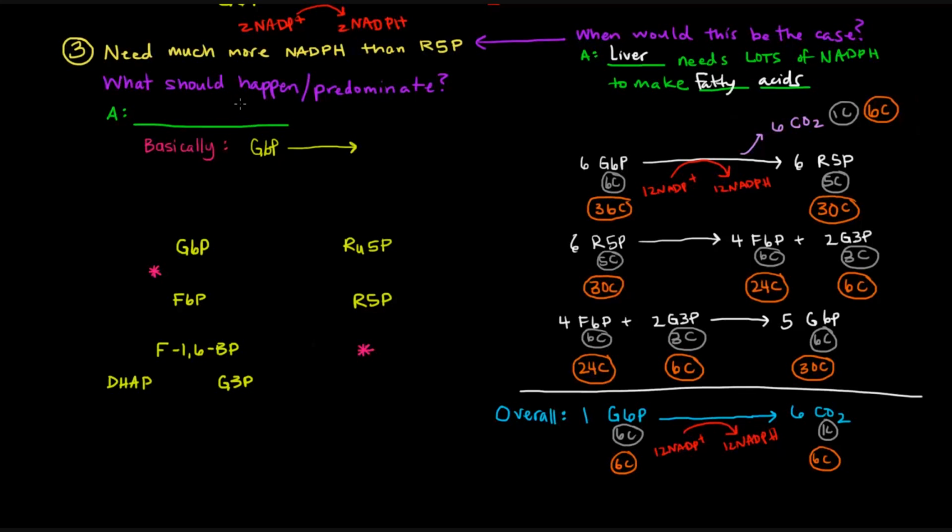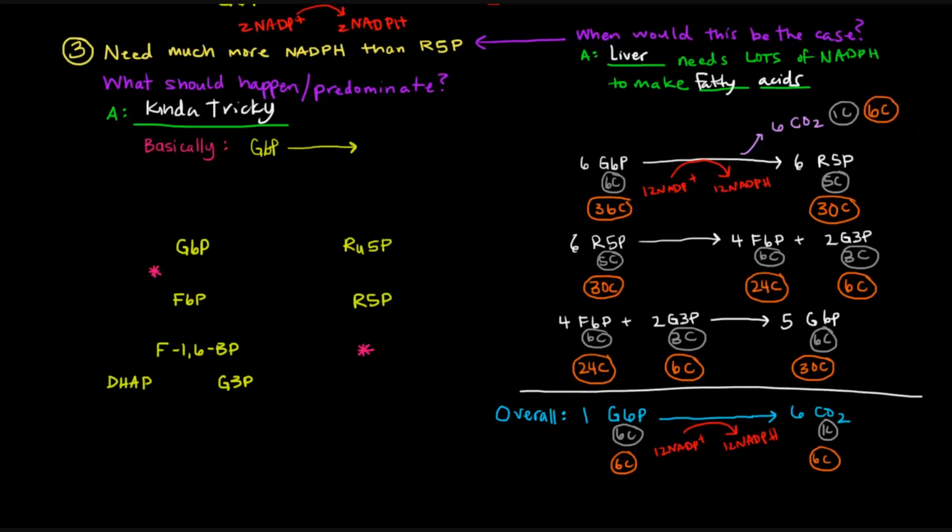So if this is the case, what should actually happen? Well, we don't actually have a phase for this, right? We don't have a phase that just creates NADPH without making R5P. The oxidative phase makes both. The non-oxidative phase makes only R5P. So we don't have something that makes just NADPH. What would happen here? This is a little bit tricky. Okay, this is kind of tricky.